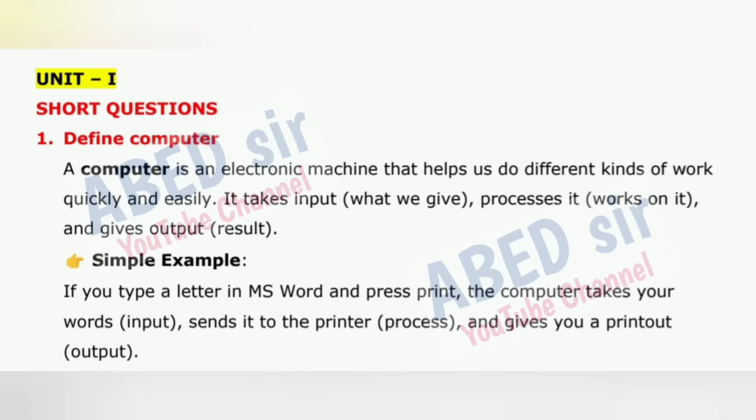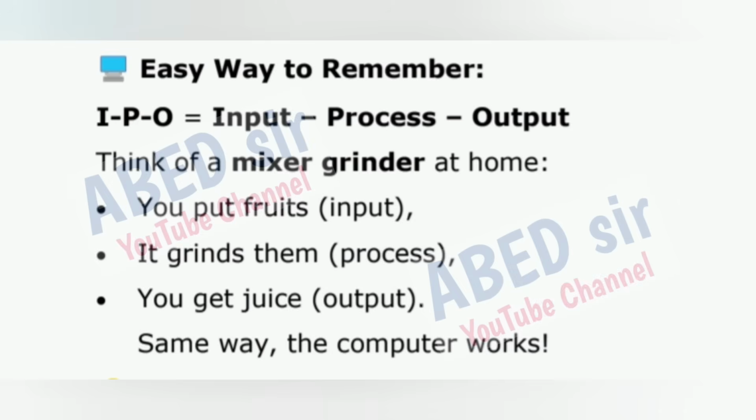Simple example. If you type a letter in MS Word and press print, the computer takes your words, input, sends it to the printer, process, and gives you a printout, output. Easy way to remember. IPO is equal to input, process, output.